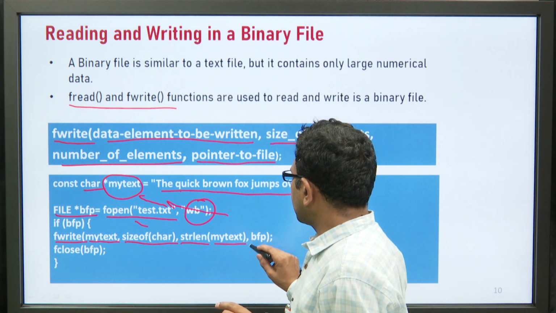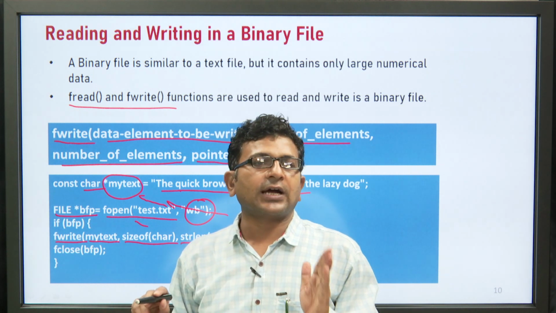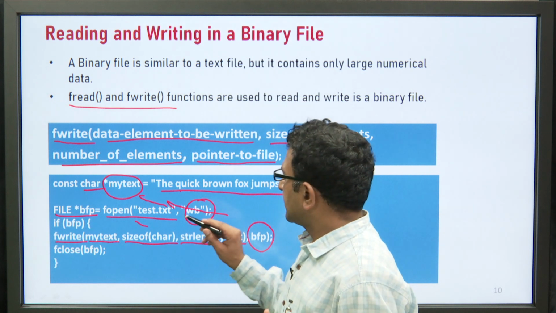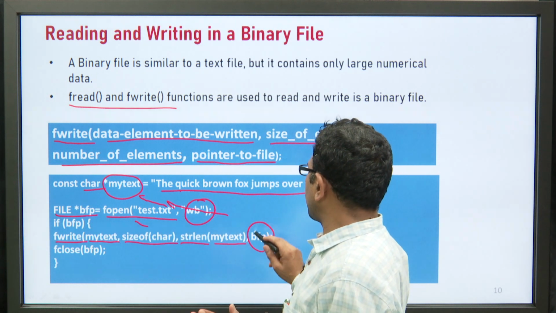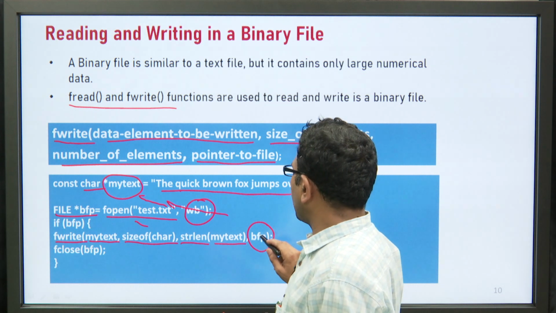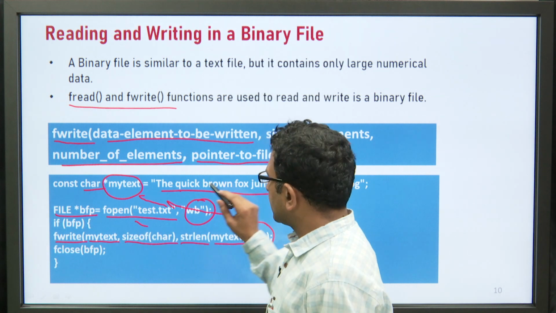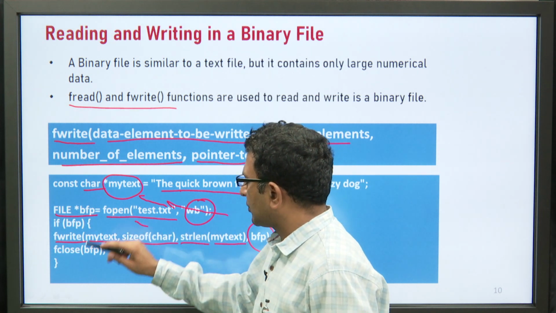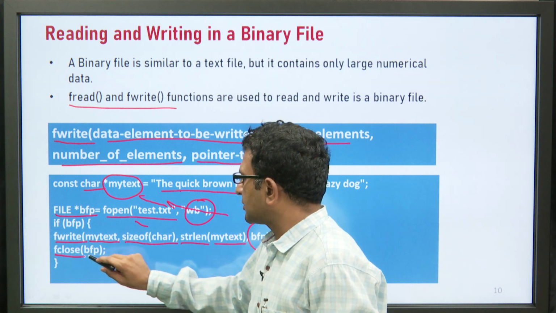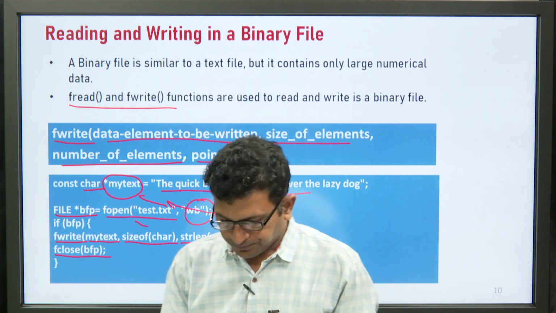So, we have passed my text, and the last one is the file pointer to which we want to write something. Here this is the pointer BFB. So, we have passed this pointer variable BFB, the file structure pointer variable. Just see, it will write this sentence into that file. Now, once it is written, after calling this function, we have called the fclose function for this particular file.